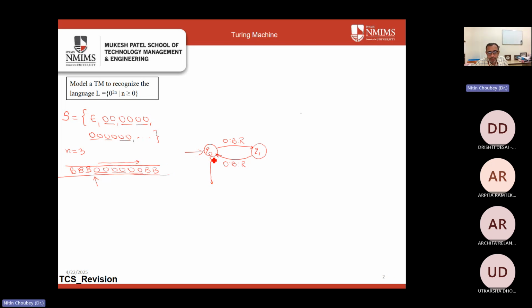If that blank is available in Q0, only in that case we'll move to the final state. If we get the blank in Q1, it means we do not have twice n zeros; rather, we have twice n plus 1 zeros. So this is your Turing machine for modeling the language L, where 0 raised to power twice n, n greater than or equal to 0.